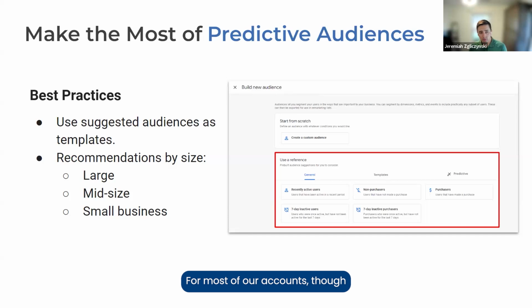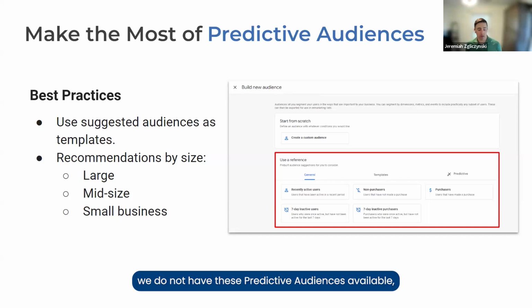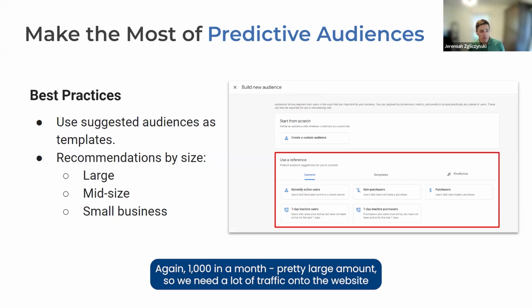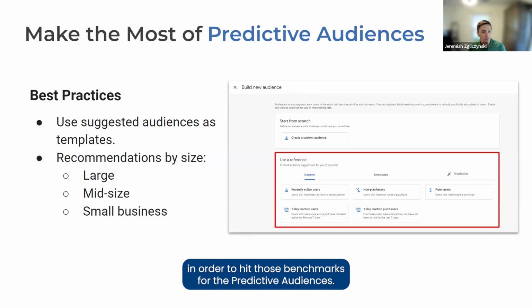For most of our accounts, though, we do not have these predictive audiences available due to low traffic volume and just low purchase events. Again, 1,000 in a month, pretty large amount. So you need a lot of traffic onto the website in order to hit those benchmarks for the predictive audiences.